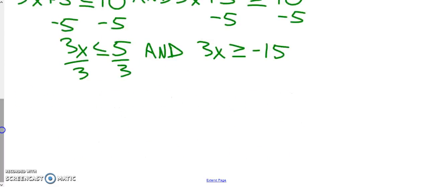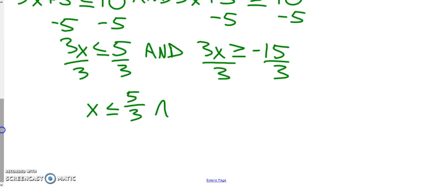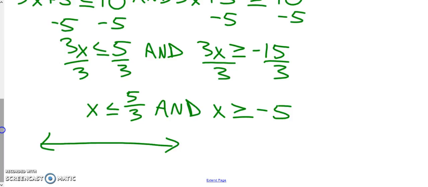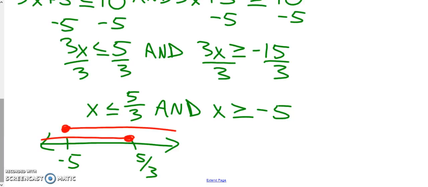Divide by 3. So let's see, x is less than or equal to 5/3, and x is greater than or equal to negative 5. There's negative 5. 5/3 can go there. That one goes that way. That one goes that way. What's our answer?